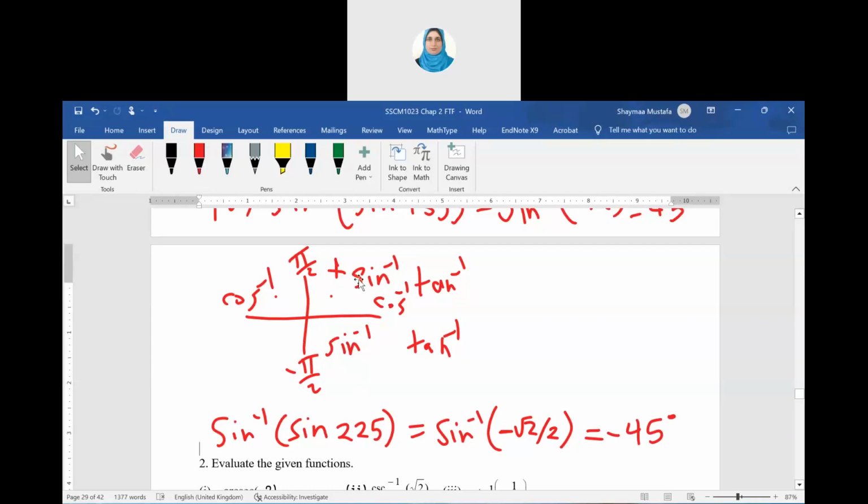So for sine inverse and tan inverse, we always choose from the first quadrant and last quadrant, based on whether it is positive or negative. For cos inverse, choose from the first or second, based on whether it is positive or negative.